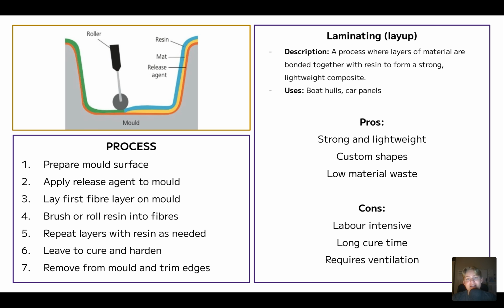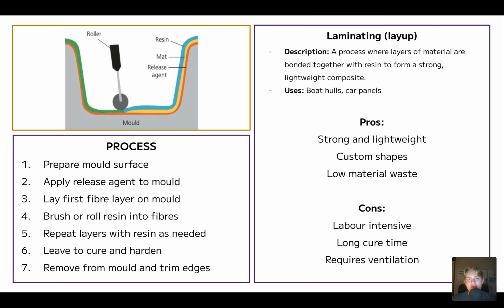So the next process is laminating. This is called the layup process specifically. So we're going to be talking about more like a composite kind of layup, that form of laminating, not like wood laminating when you're putting veneers together. We'll talk about that later.